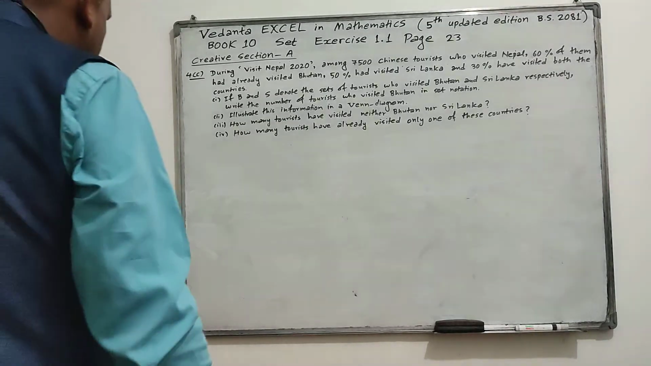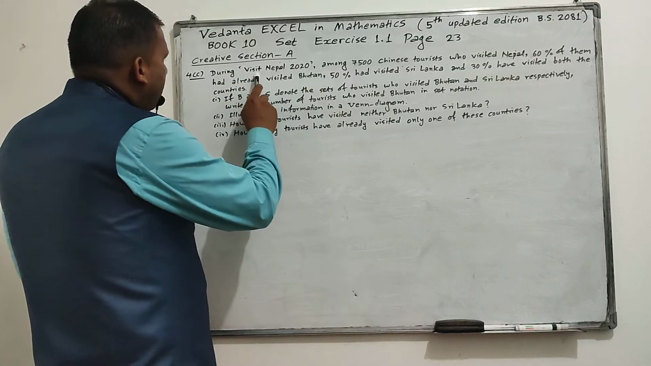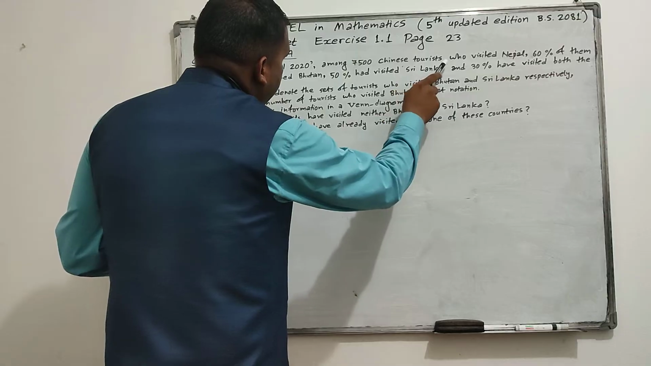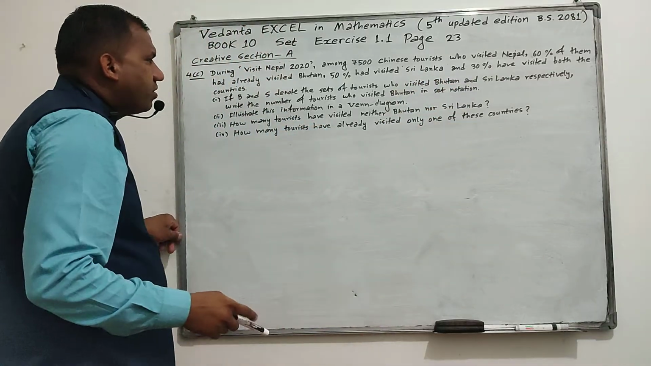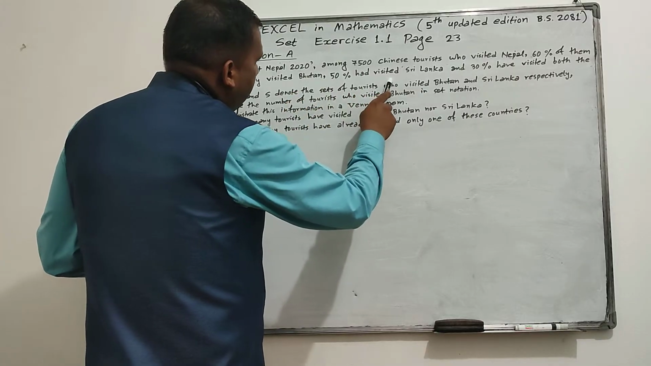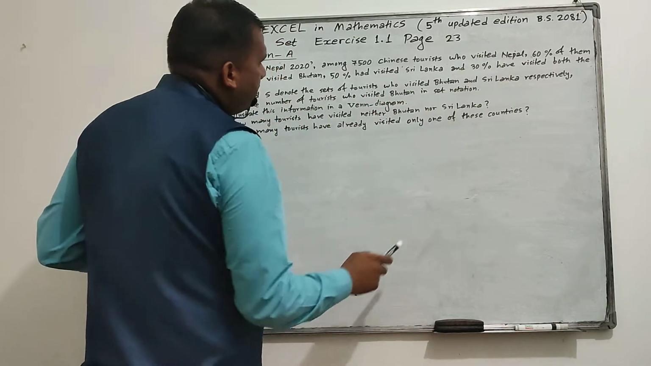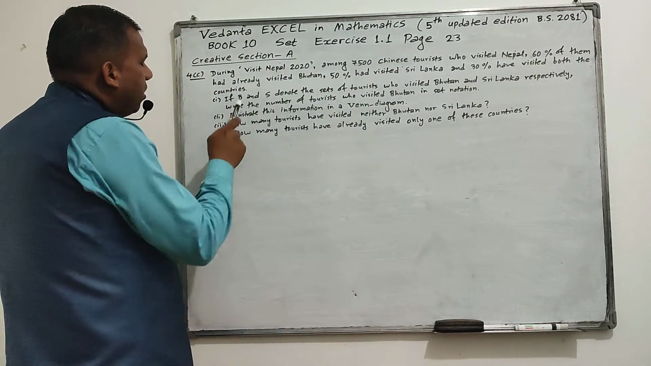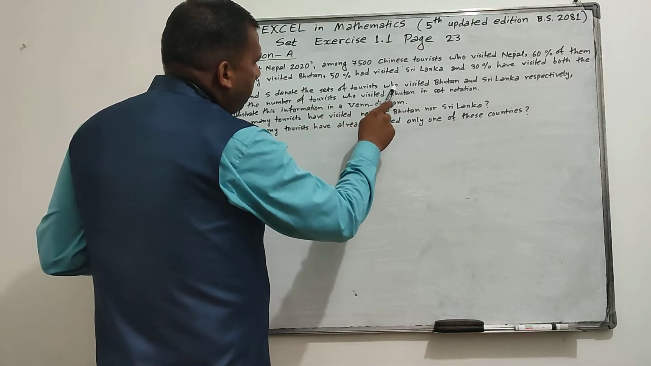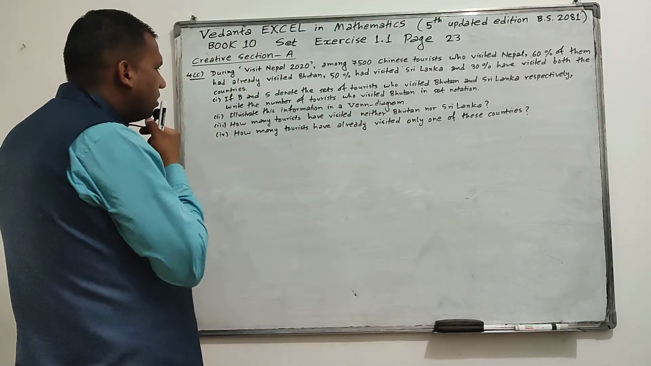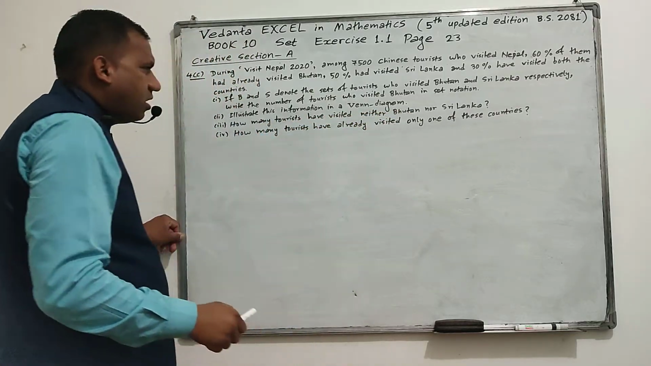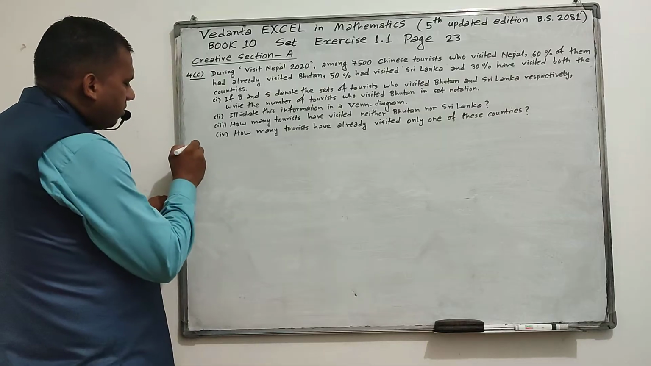Now next question 4C. During Visit Nepal 2020, among 7,500 Chinese tourists who visited Nepal, 60% of them had already visited Bhutan, 50% had visited Sri Lanka, and 30% have visited both the countries. Number 1, if B and S denote the sets of tourists who visited Bhutan and Sri Lanka respectively, write the number of tourists who visited Bhutan in set notation. Now is the solution.